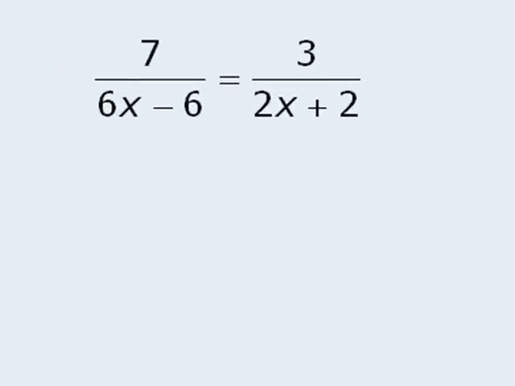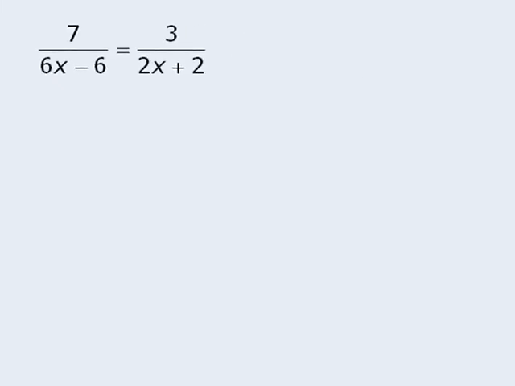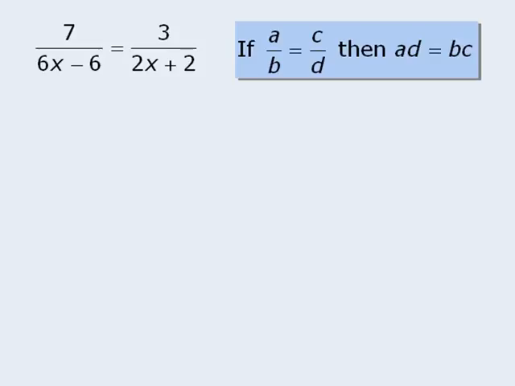Okay, let's examine one last question. For this question, it seems difficult to use the technique of multiplying both sides of the equation by the least common multiple of the denominators, since it's hard to tell what is the least common multiple of 6x minus 6 and 2x plus 2. Now, whenever we have two rational expressions set equal to each other, we can use the following extension of the least common multiple rule.